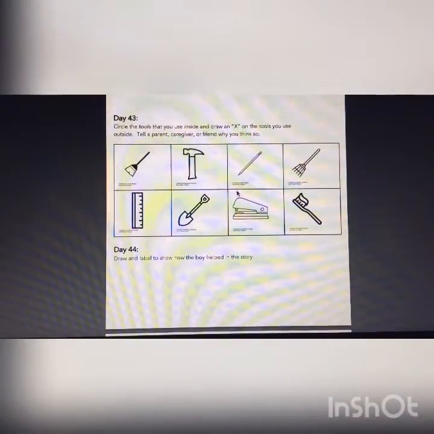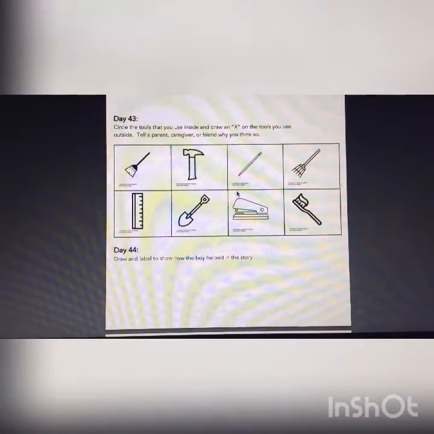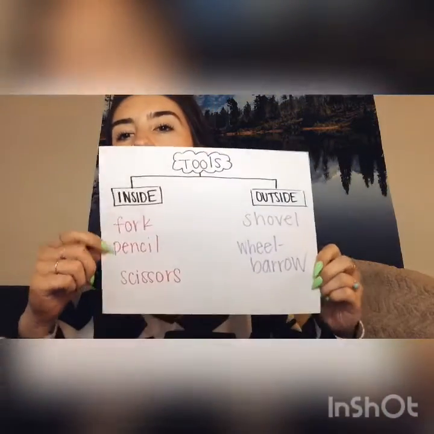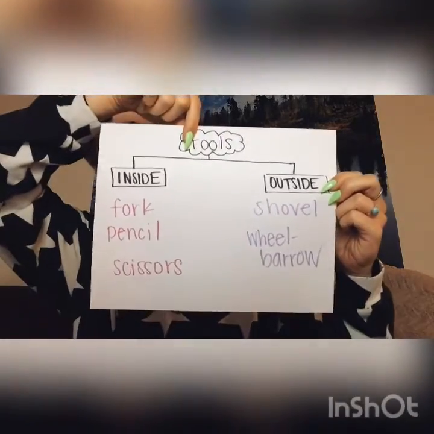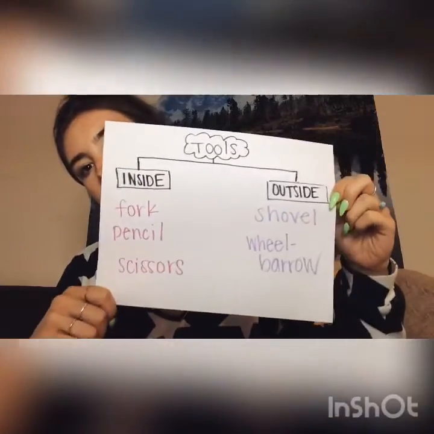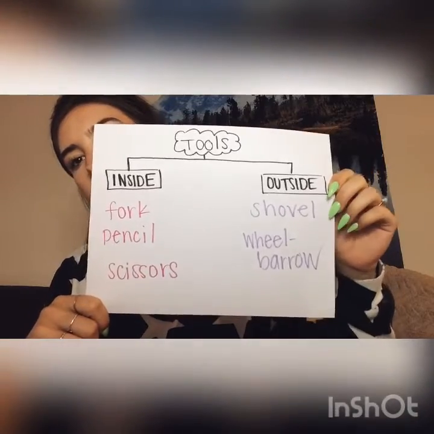And after that, we are going to look at making a tree map. So we figured out the tools that you would use inside as well as the tools that you would use outside. So what I want you to do with that information is put it into a tree map. So I've got a tree map here listed inside and outside. It's labeled tools because we're talking about different tools. And you can see the different things I've put inside.